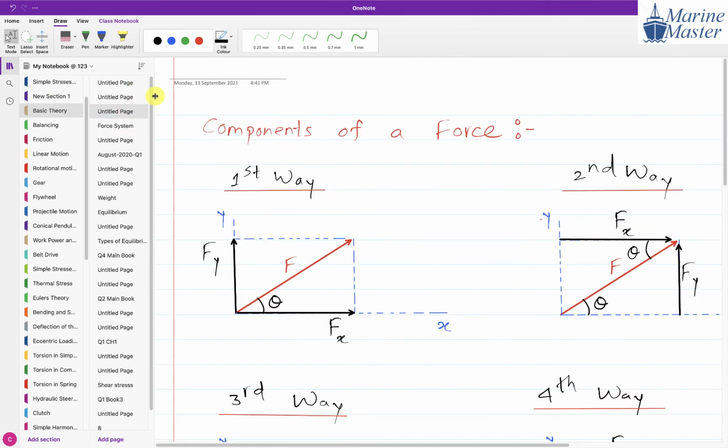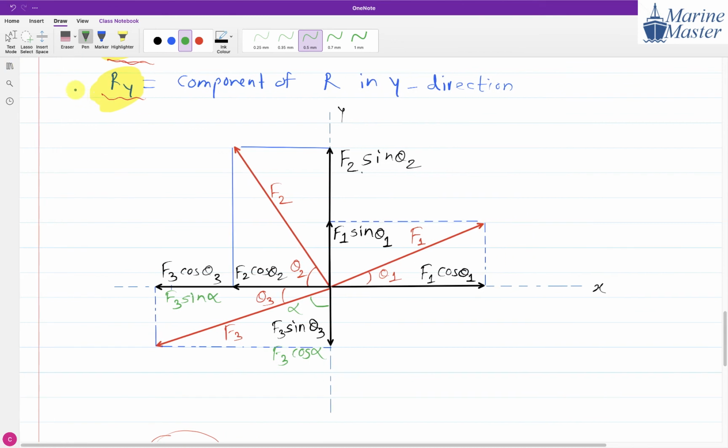We are showing the components by using the first way. Force going outward, its components also go outward, sir. Any doubt in this discussion, sir? No sir, now I understood.